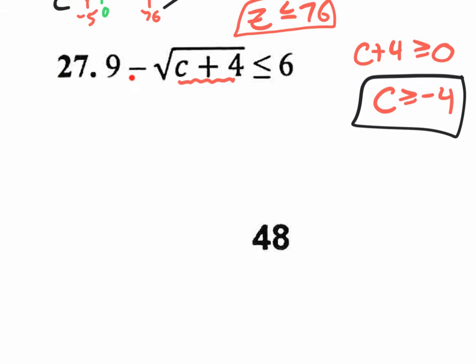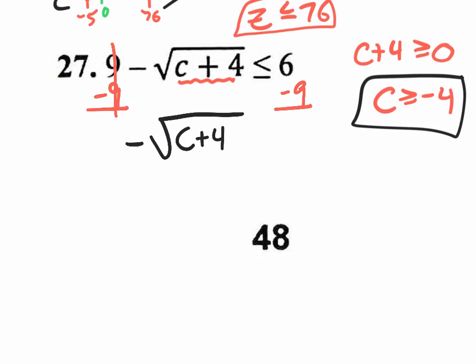Let's go back to the entire inequality and solve the whole thing as if it were a rational equation or a radical equation. So I need to isolate this first. What do I need to get rid of? The 9. So I want to subtract 9. I want to end up with negative square root of c plus 4 is less than or equal to what? Negative 3.